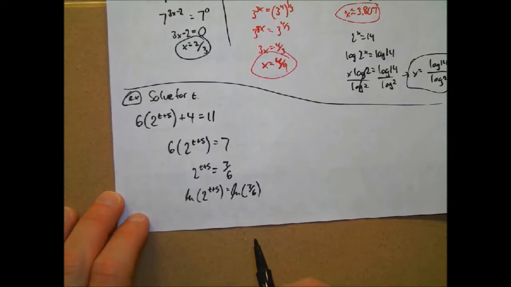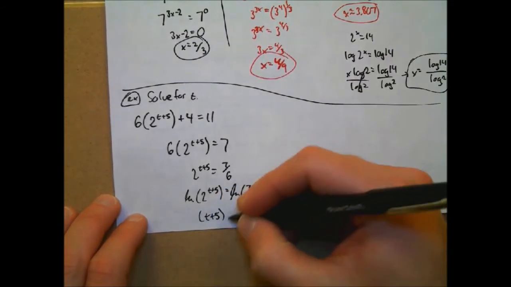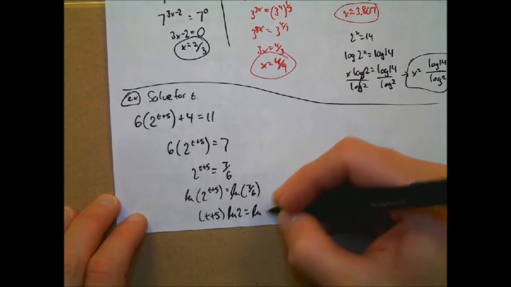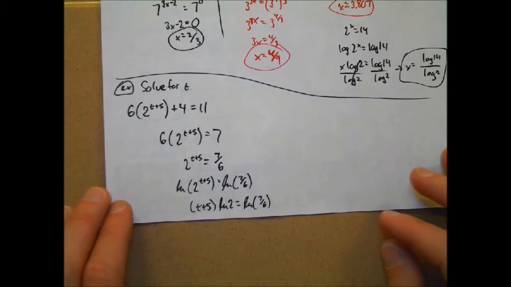Bring it out front, exactly right. So we're going to have the quantity t plus 5, natural log of 2, equals natural log of 7/6. Okay? And again, we're trying to get that t by itself.